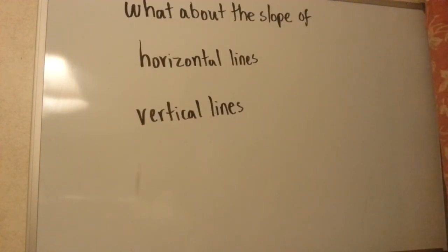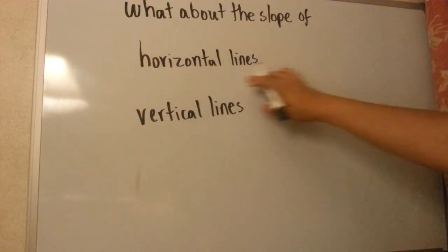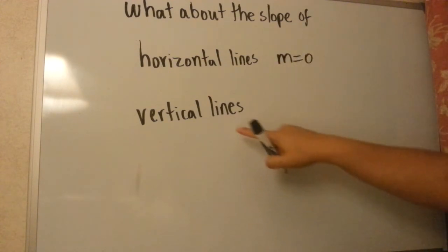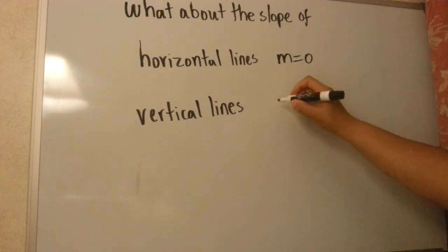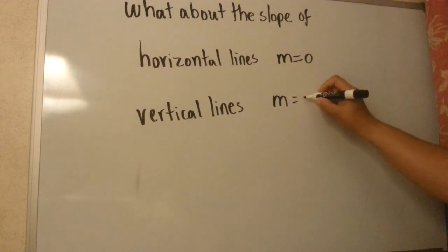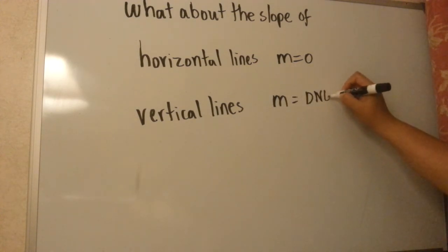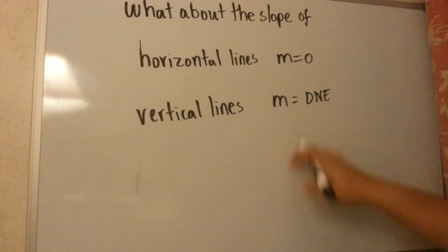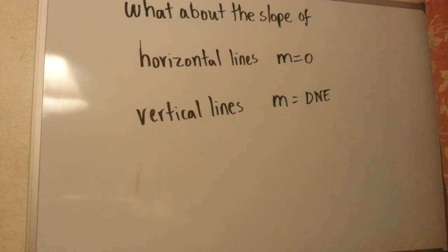Alright, so you might ask yourself, what about the slope of horizontal lines and vertical lines? Well, the slope of a horizontal line, we're going to say that it's 0. And the slope for a vertical line, we're going to say that it does not exist. Okay? Because you end up with a 0 in the denominator for that one. So we say that that slope doesn't exist. It has no slope.